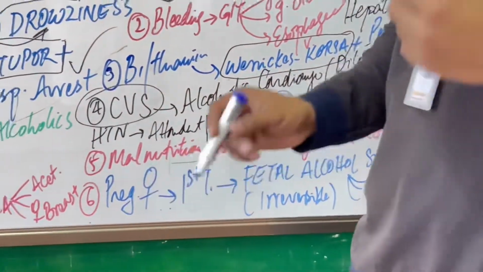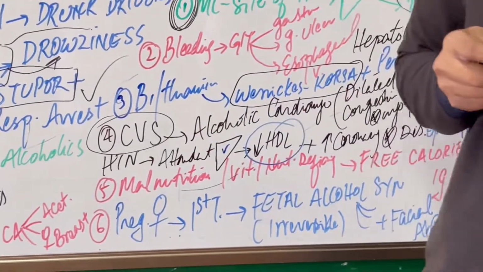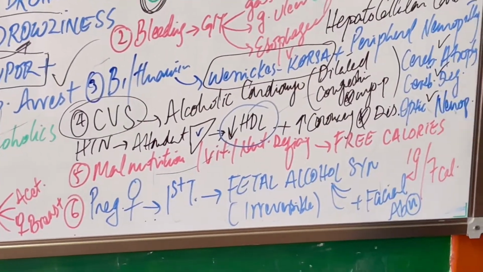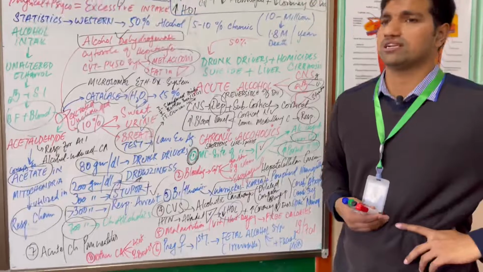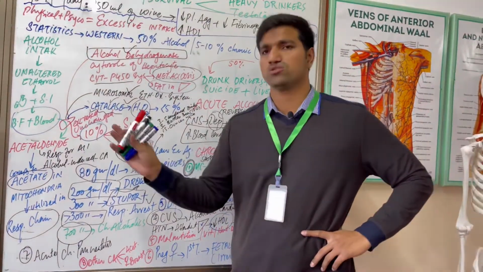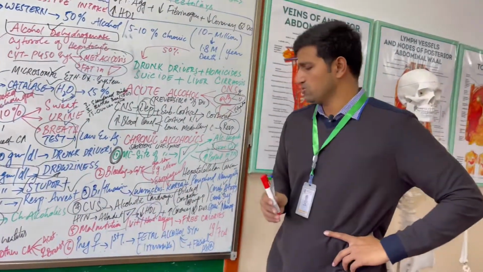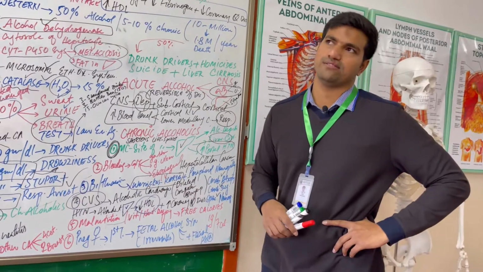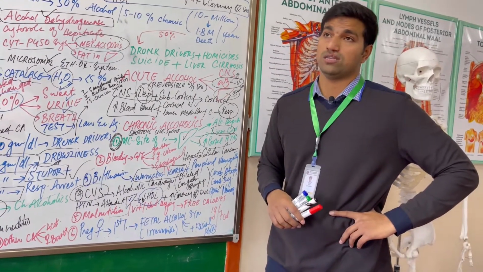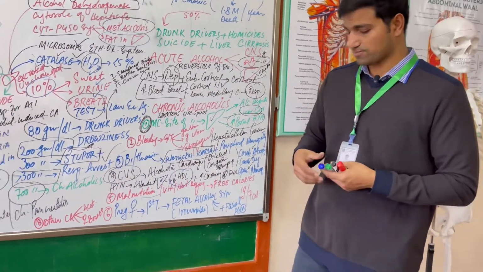Then fifth is malnutrition. As we know, ethanol provides empty calories. 1 gram of alcohol contains 7 calories, but they are useless from the nutritional point of view. So due to that feature of ethanol, there is malnutrition in the patient.